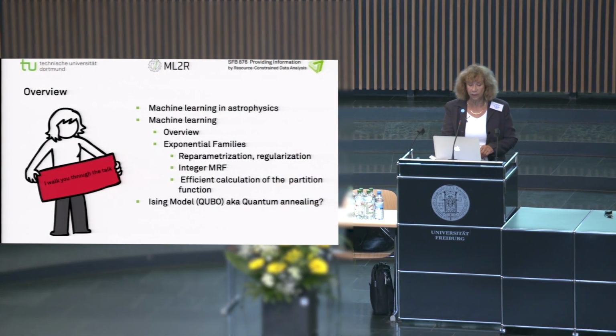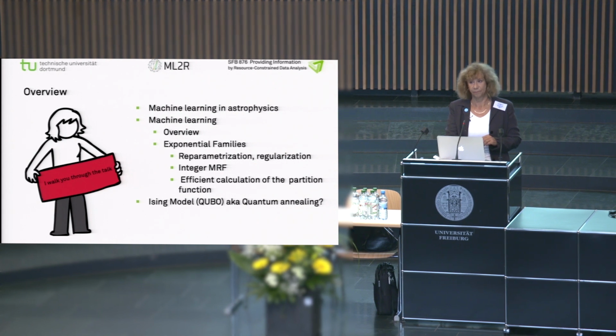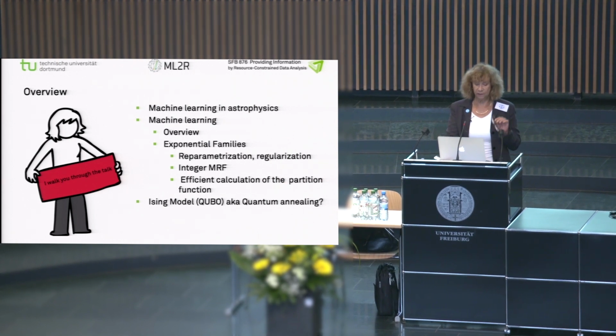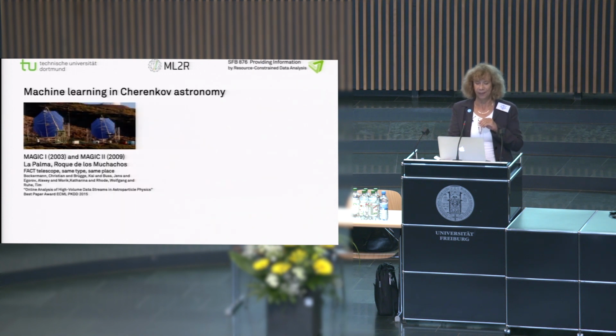And that's the overview of the talk. I start with applications of machine learning in physics, and then move on to show you what I think that machine learning really is. Because there is a lot of applications of machine learning which I consider not really machine learning. So I try to make it clear by first an overview of machine learning and then some examples that should illustrate what I mean by this. And then in the end I come to the Ising model, where I think that could be closest related to quantum annealing. Okay. So let's start with machine learning in Cherenkov astronomy.